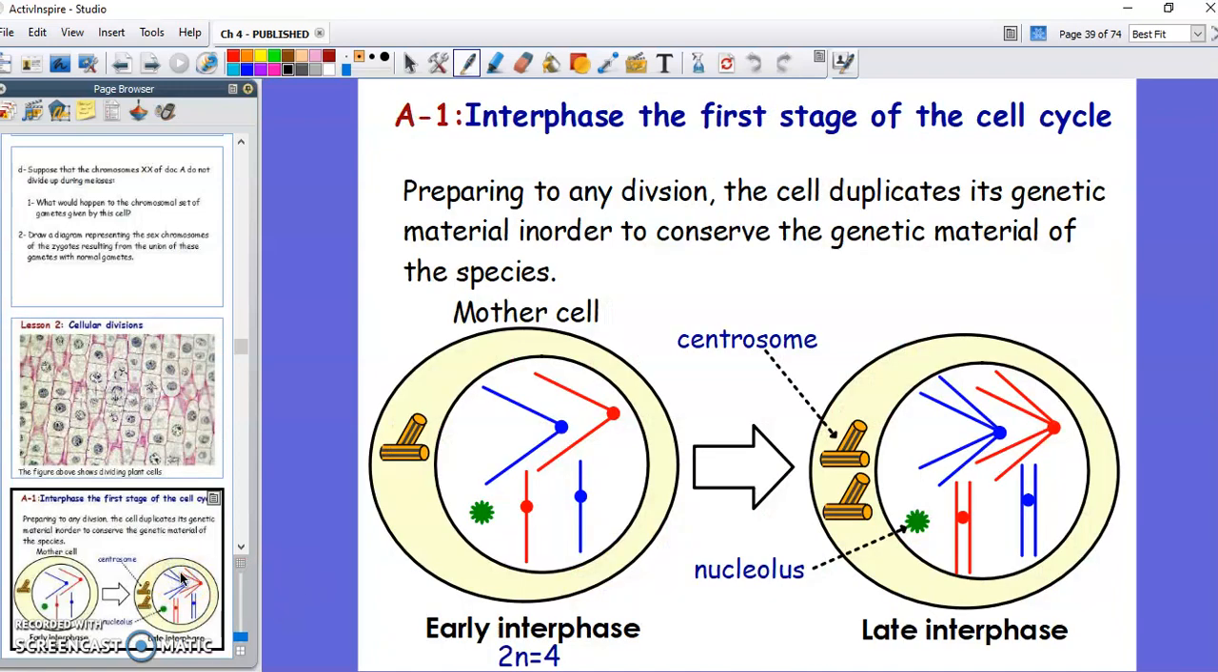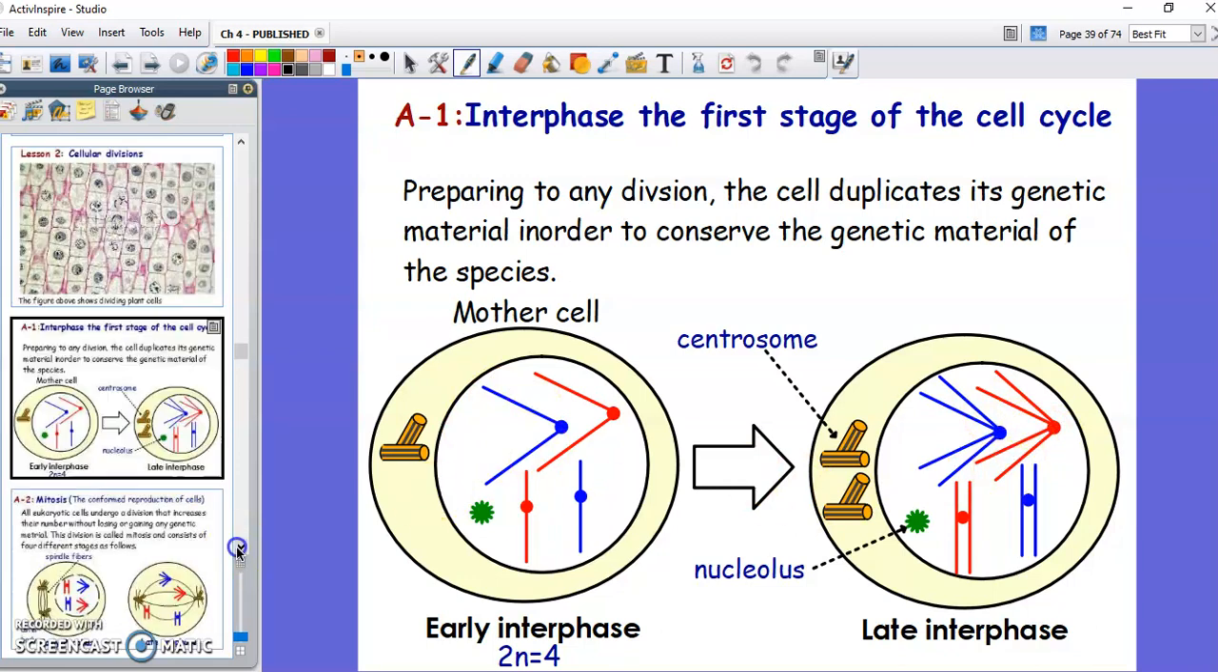we said that the cell cycle starts with interphase, which is the first stage. Preparing for any division, the cell duplicates its genetic material in order to conserve the genetic material of this species. So in this mother cell, we notice that we have here the genetic material, which is the DNA or the chromosomes presented in the nucleus. They are going to be duplicated, and that is the main purpose behind interphase. It allows the duplication or the replication of the genetic material. You notice here one chromatid changes into two chromatids.